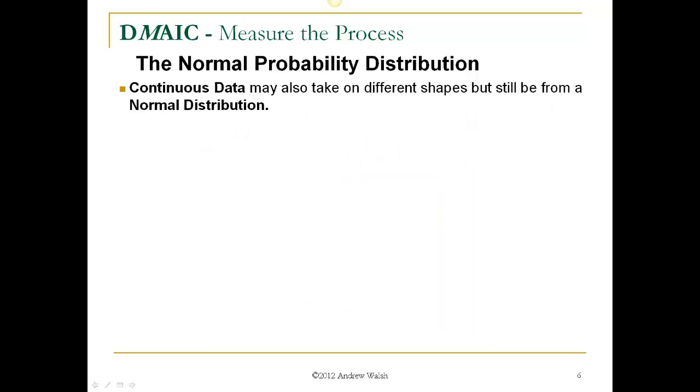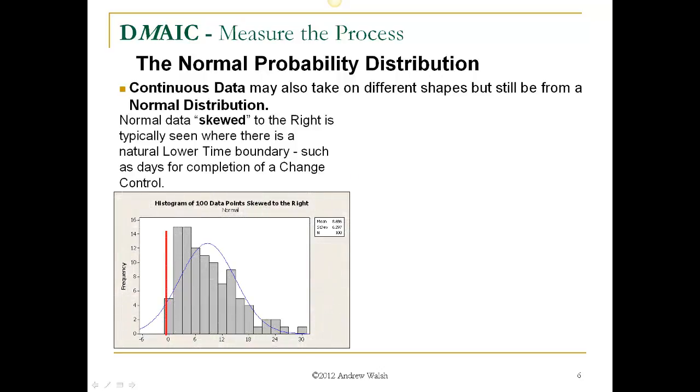Now, continuous data may also take on different shapes, but still be from a normal distribution. Normal data can be skewed to the right, and this is typically seen where there is a natural lower time boundary or some kind of limit boundary. In this case, such as days for a completion of a change control. So the lower boundary would be 0 days.